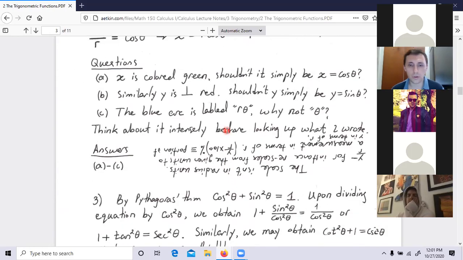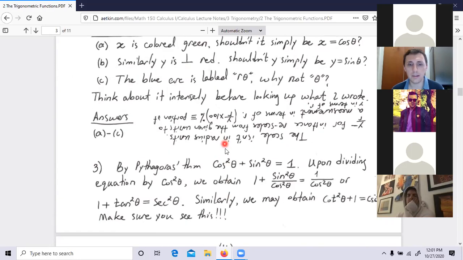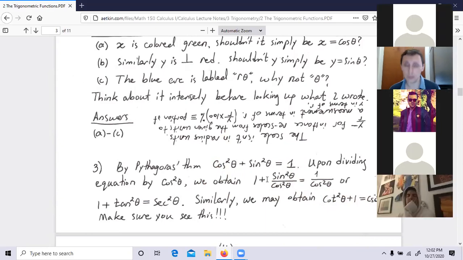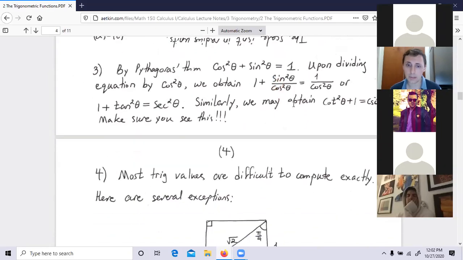And I can also do the same thing. I can divide by sine squared. Cosine over sine is cotangent. So you get cotangent squared plus 1 equals cosecant squared. So you already see where the Pythagorean identities play a role in trig identities. They are just restatements, okay?